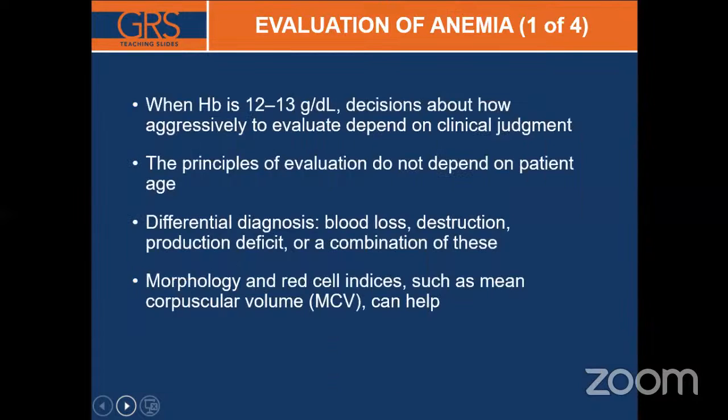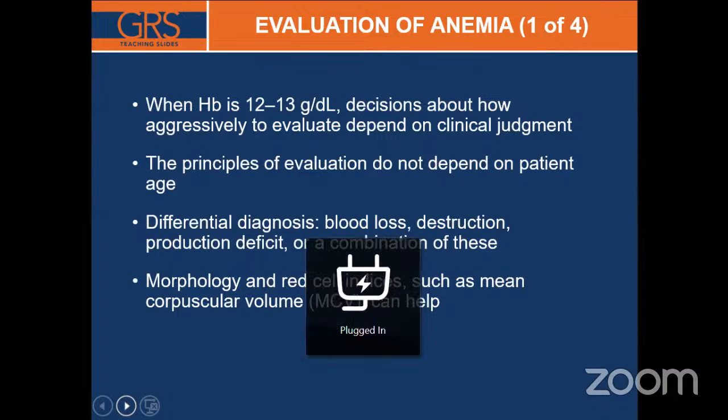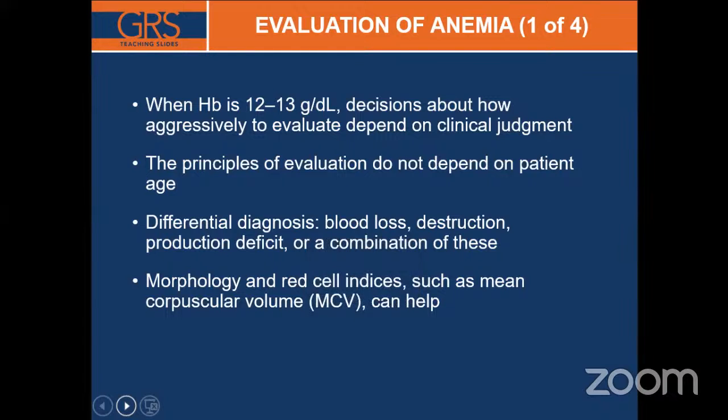Evaluation of anemia. When hemoglobin levels are between 12 and 13, the approach to evaluating anemia should be guided by clinical judgment. What do we mean by that? We mean by that the decision to make further evaluation depends on the patient's overall clinical picture, symptoms, and comorbidities, and factors such as age, existing health condition, and symptoms play a role in determining the need for an aggressive evaluation. The principles of evaluation remain consistent regardless of the patient's age.